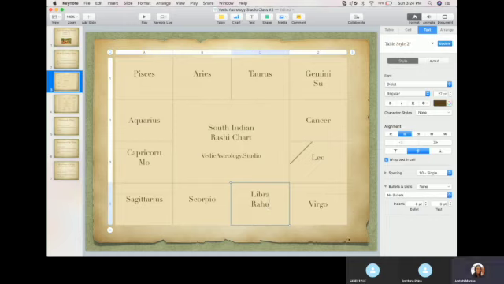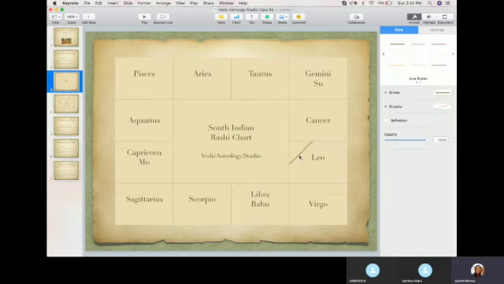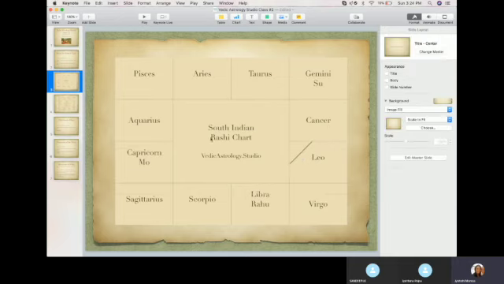And so do it that way if you don't have the time. You can just put the time as noon and that'll generate the chart.